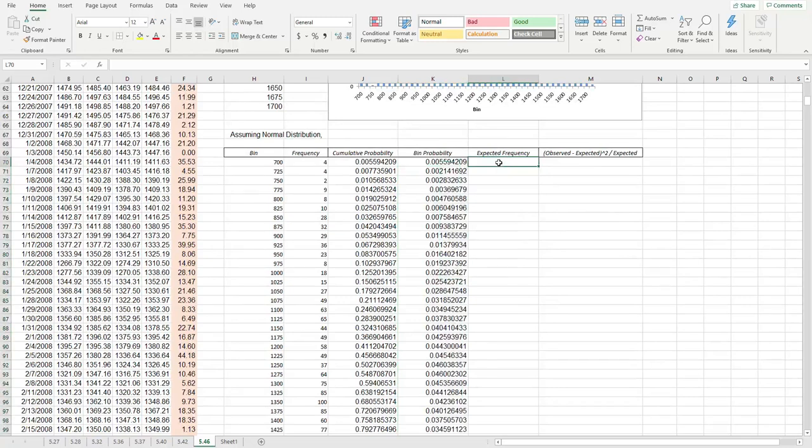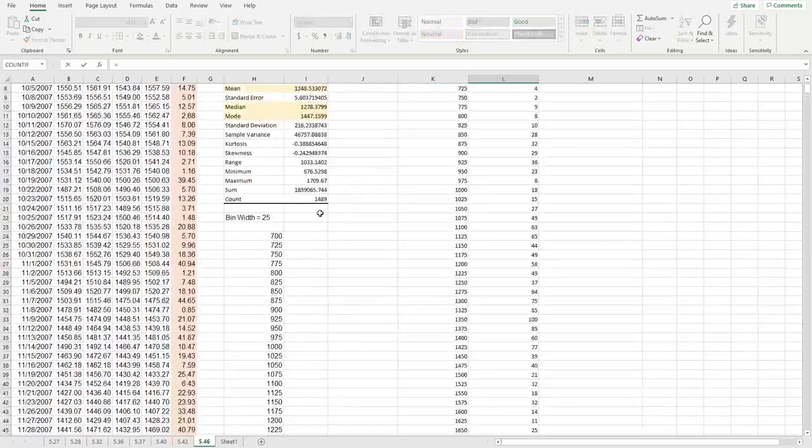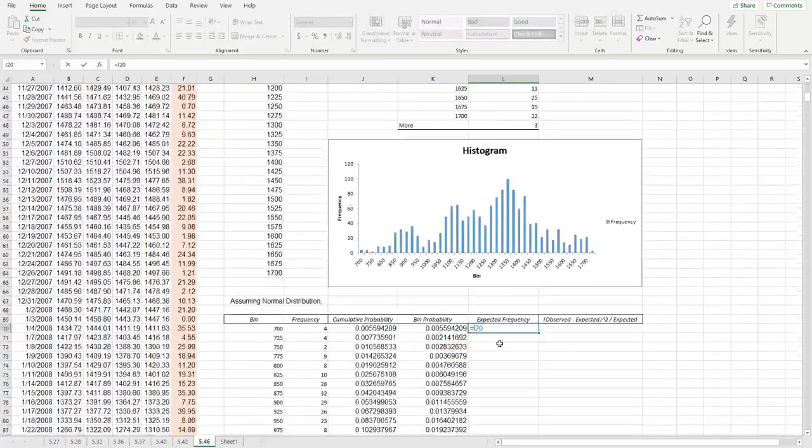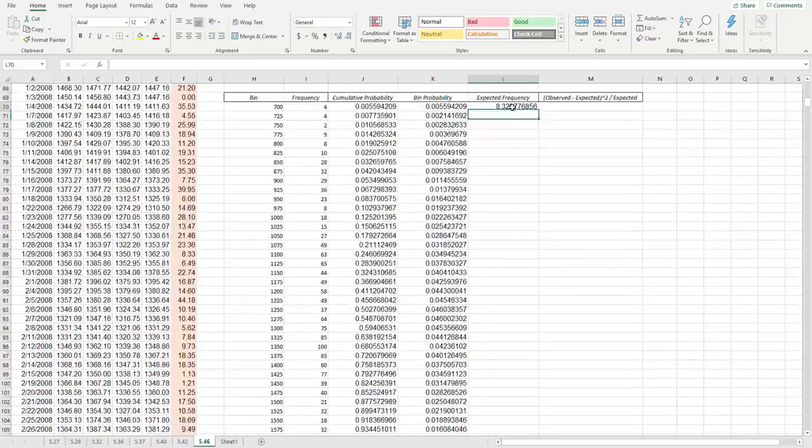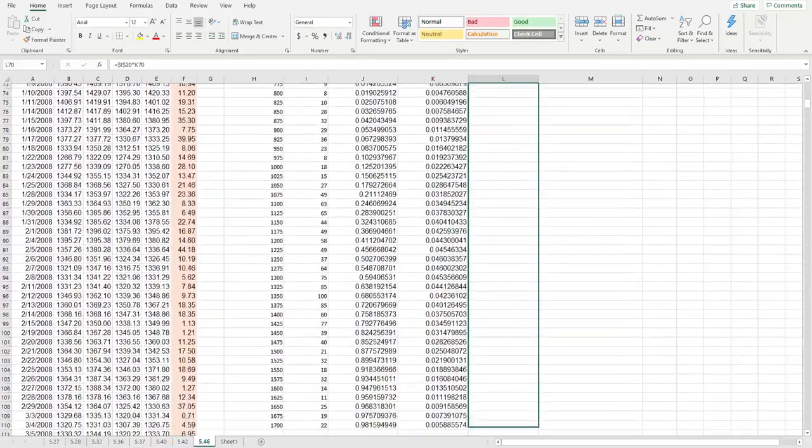Now to calculate expected frequency, we would use the formula count times the bin probability. And then we would simply drag that down as well.